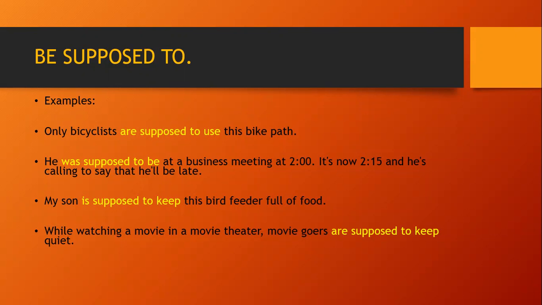Remember, this is like to say that you had to do something, okay? You are expected to do something, but you don't or you didn't do it, okay? For any reason, you failed to do this action, okay?